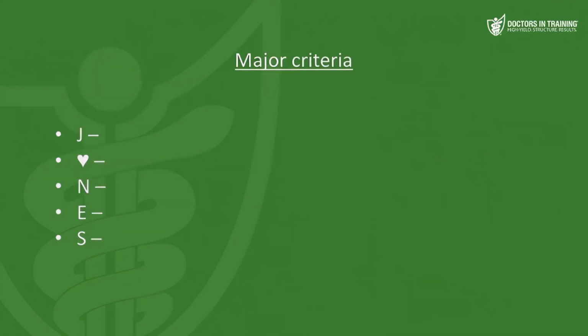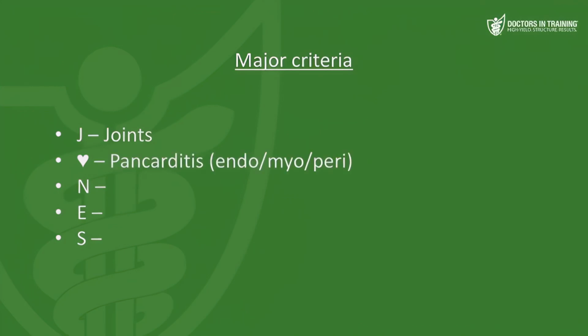The major criteria can actually spell out Jones, which is very helpful. The J is for joints, which describes a migratory polyarthritis. The O is supposed to be shaped kind of like a heart. It's a little bit of a stretch, but not too much. The heart represents pancarditis. Pancarditis means you can get endocarditis, myocarditis, and pericarditis. N is for nodules. These are subcutaneous nodules, sometimes referred to as Aschoff nodules.